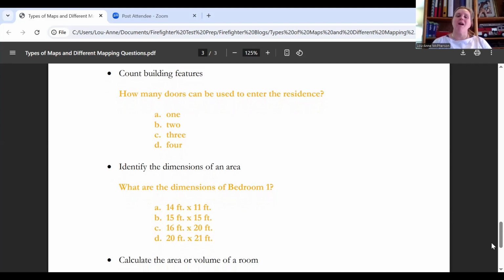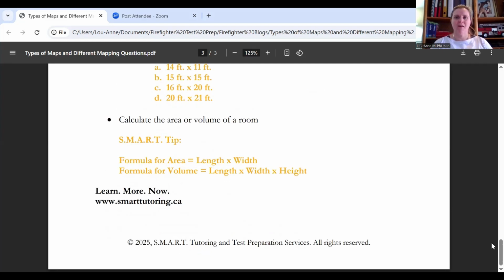Next up, you might be asked to identify the dimensions of a particular area. An example of this question is, what are the dimensions of bedroom 1? Lastly, you might be asked to do some calculations and calculate the area or the volume of a particular room. For example, you might be asked to calculate the area of bedroom 1, or you might be asked to subtract a specific area from another area and determine the difference.